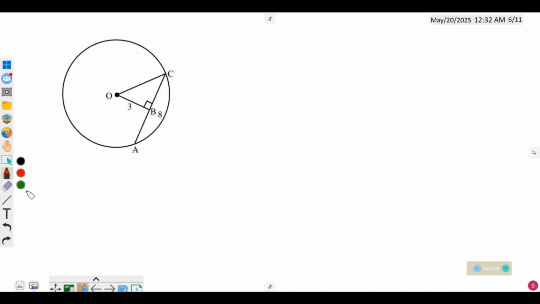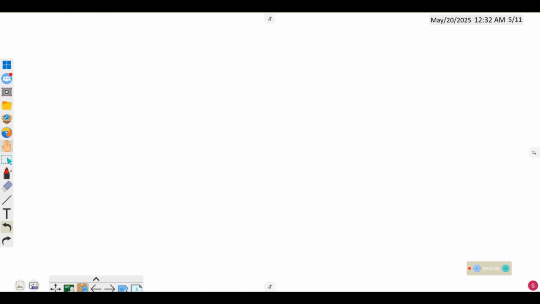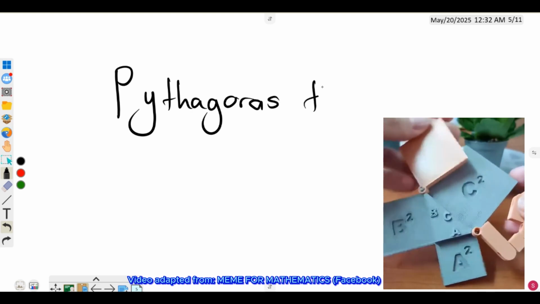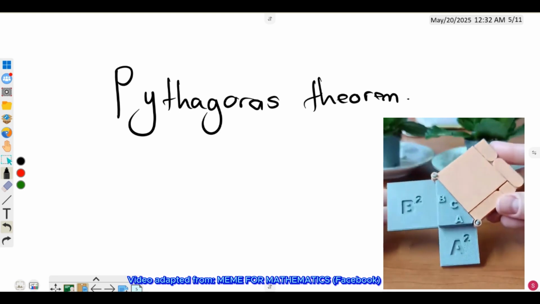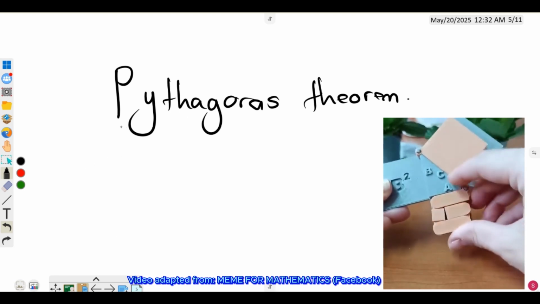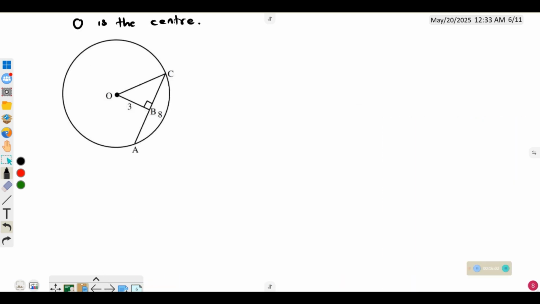Now the problems. Whenever you want to work with theorem 1 and theorem 1a, always remember this: Pythagoras theorem. Always remember the Pythagoras theorem. These two theorems are so dependent on the Pythagoras theorem. So let's look at the first problem. O is the center of the circle. Then in this case, they want us to calculate OC. Find the length of OC.